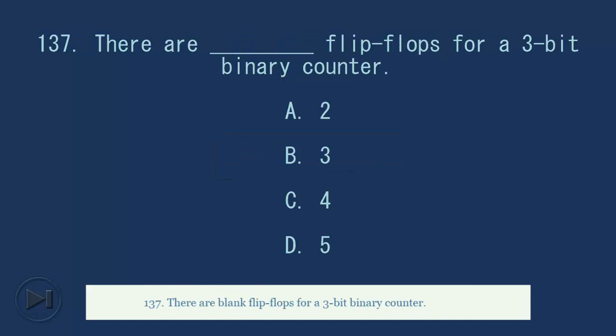137. There are blank flip-flops for a 3-bit binary counter. A. 2. B. 3. C. 4. D. 5. Answer: B. 3.